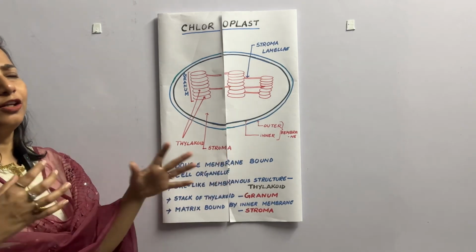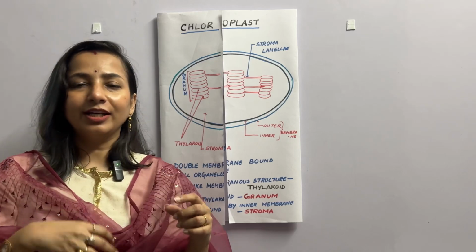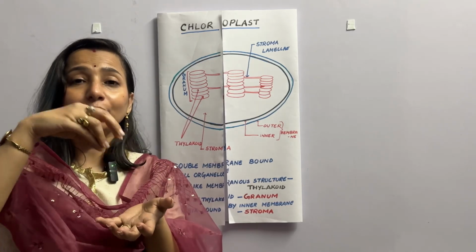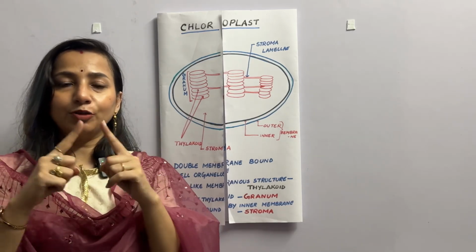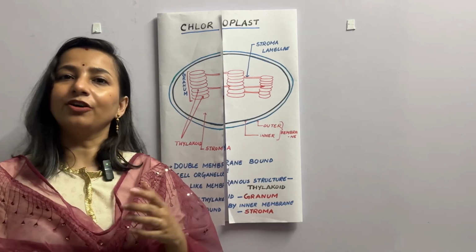Okay, so all of you must have played carom. Imagine a carom coin, and we make a stack of them. Imagine a carom coin is what? Thylakoid. And a stack of coins, we can call it what?